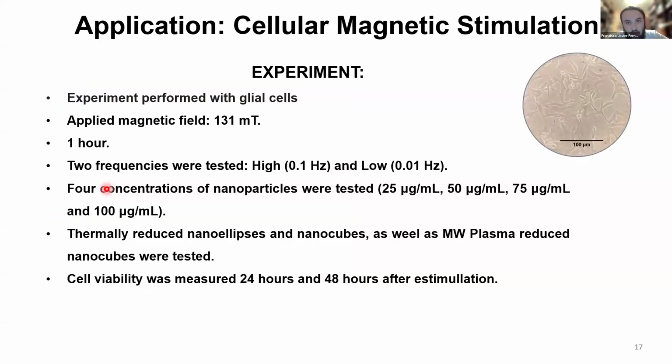So as an application, we used these nanoparticles for cellular magnetic stimulation. For that, we used glial cells. We applied a magnetic field of 131 millitesla for 1 hour. We performed the experiments using two frequencies, a low one of 0.1 Hz and a high one of 10 Hz. We considered 4 concentrations of nanoparticles from 25 to 100 micrograms per milliliter. We considered both nanocubes reduced with the thermal method and the microwave plasma method, and also nanoellipses reduced thermally.